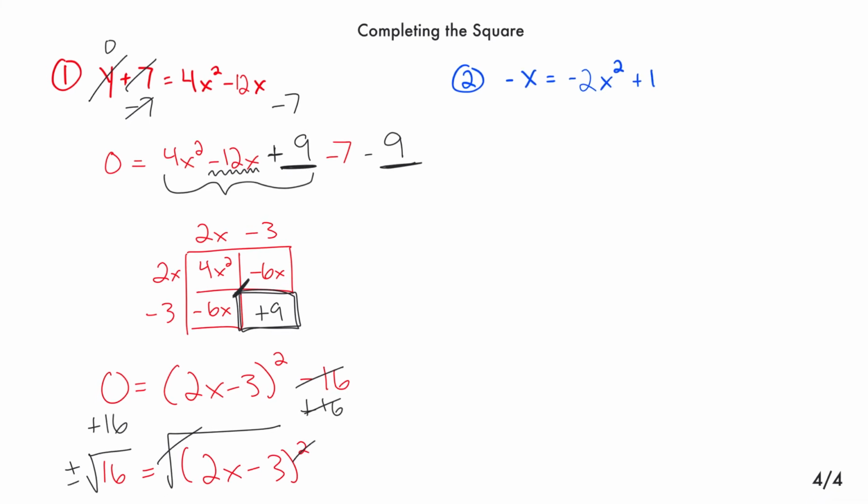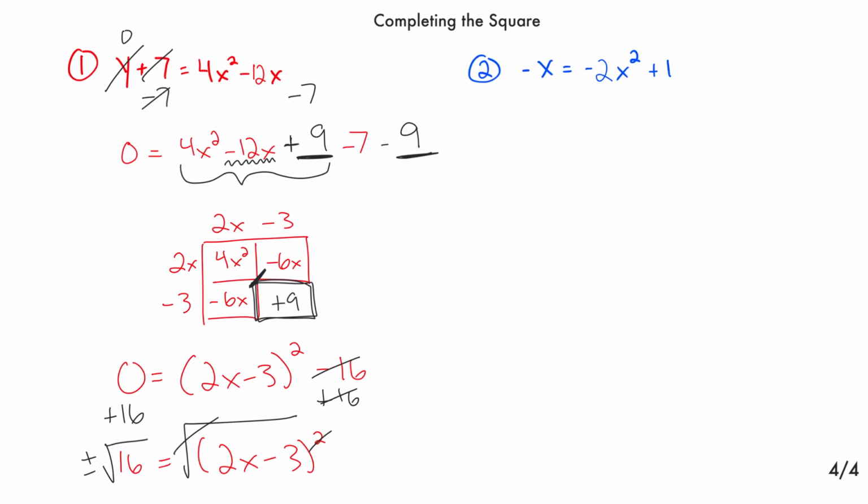All right, let's move on to problem number 2. Again, I like this to be equal to 0. It's equal to negative x. I don't want that equal to negative x. I'm going to have to add the x to the other side. There we go. Now I can breathe a sigh of relief because it's 0 equals negative 2x squared plus x. Then I'll put that plus 1 all the way out there on its lonesome, and I'm going to ignore it for a bit.